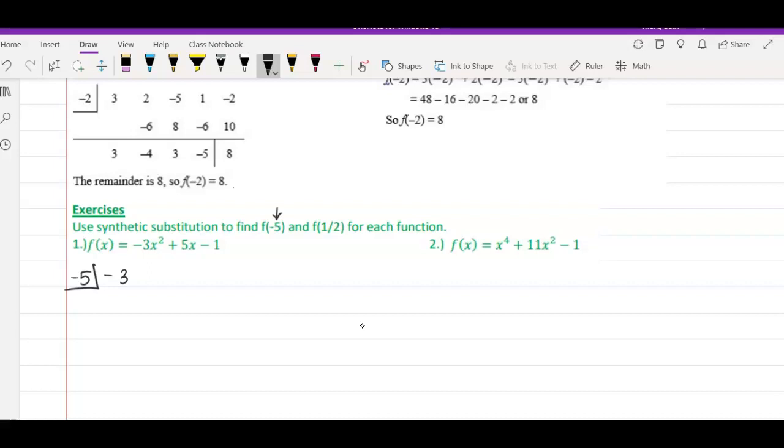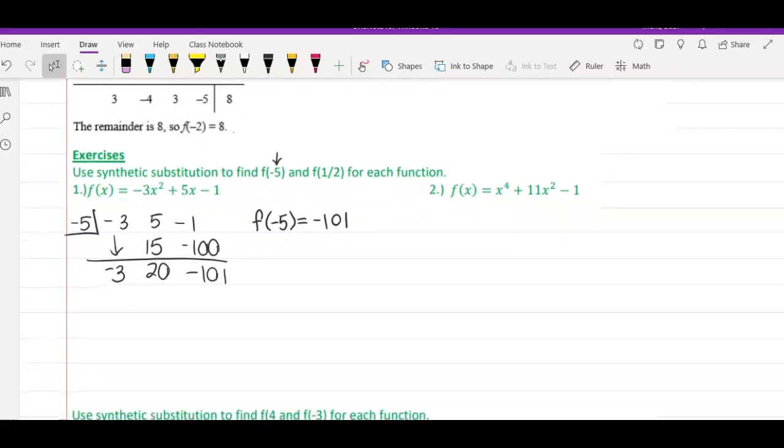Then we're going to write our coefficients, and we're going to do synthetic substitution, or synthetic division, as we like to call it. That makes 15, which makes 20. This makes -100, -101. This means that f of -5 is -101.